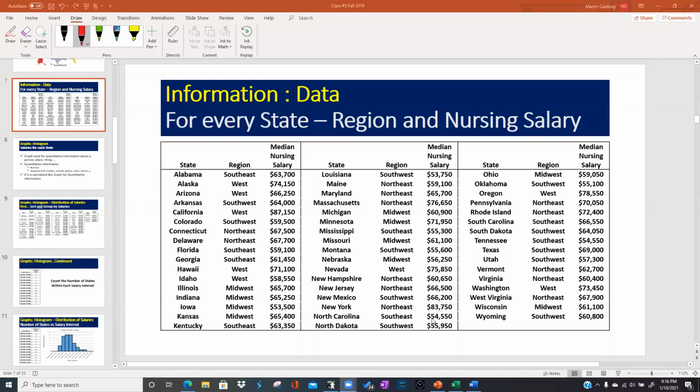Let's see. California is 87,150, and that seems to be the highest, the greatest value, and the lowest seems to be here. I have 53,500. It's 53,750. So as I'm scanning through these, it seems that California has the highest at 87,150, and Iowa has 53,500.